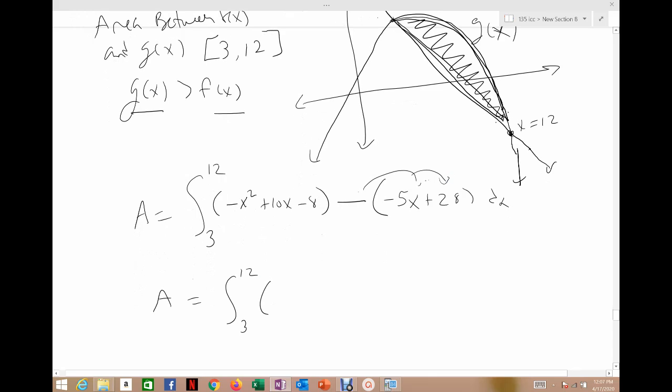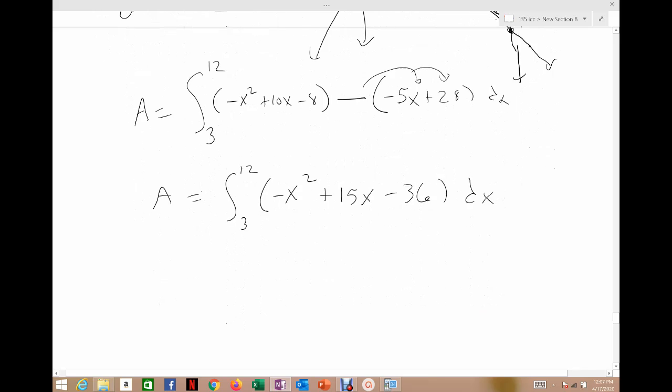This negative would distribute, and I'm just going to do the subtraction kind of in my head. Negative x squared, well, there's no square term here, so that just comes along. 10x minus a negative 5x, well, that means I'm going to add the 5x. And then negative 8 minus 28 is going to give me a negative 36.